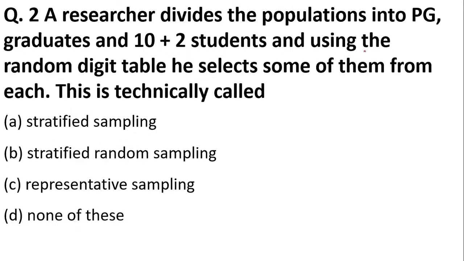Okay, next. A researcher divides the population into postgraduate, graduates, 10 plus 2 and using random digit table he selects some of them from each. This is technically called stratified sampling, stratified random sampling, representative sampling or none of the above.